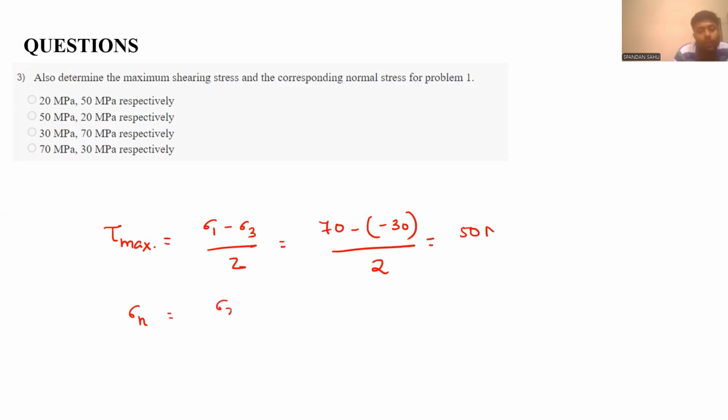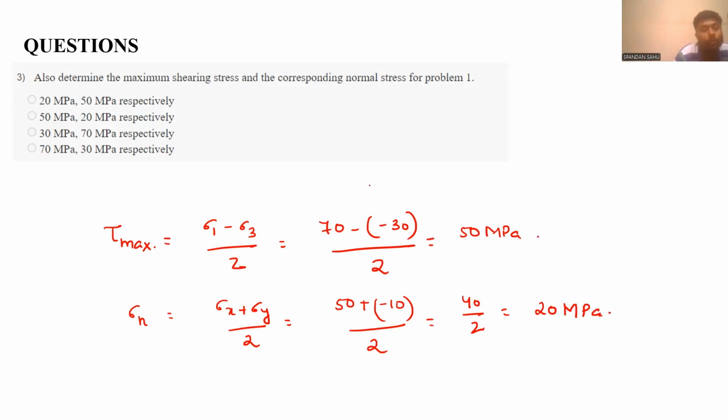This will be sigma x plus sigma y by 2, and that is the center of the Mohr circle, which we will draw for some other question, not now. Okay, so it will be how much? 50, and this will be plus of minus 10 by 2. So it will be 40 by 2, and this will be 20 MPa. So 50 and 20 MPa respectively. So option B is the correct option.